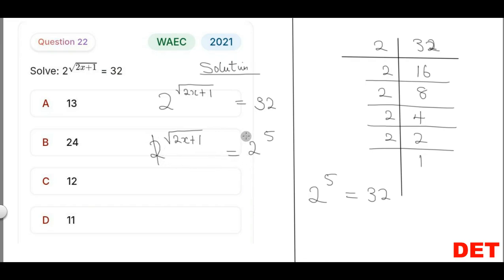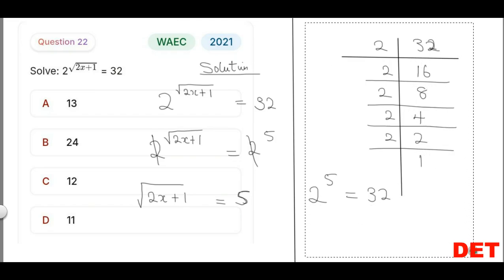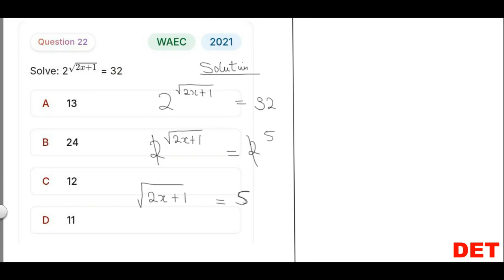So these 2 will cancel out these 2. What will be left is the square root of 2x plus 1 equal to what? Equal to 5. This is the square root of 2x plus 1 equal to 5. This is what I have here.